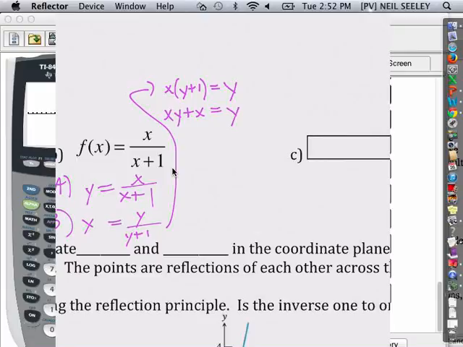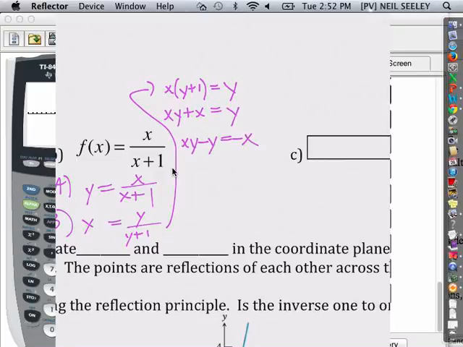You're trying to get y by itself. So you subtract y, and maybe you subtract x. You get them on the other sides; you kind of pass one to the other side. Subtract y, subtract x, get them on the other side. You factor out a y.